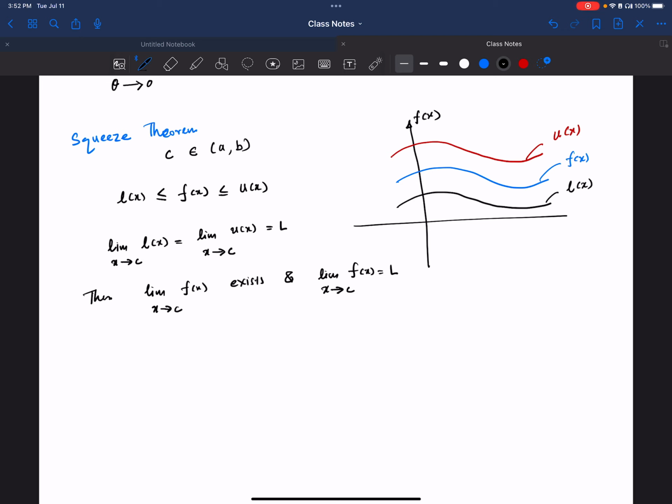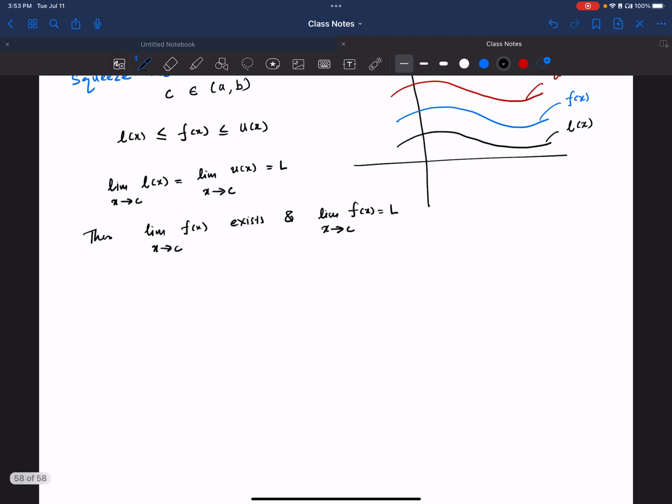Now, if you can find two functions such that the values of U of x are always greater than the values of f of x, and the values of L of x are always less than the values of f of x, and those two functions go to the same value as x goes to c, then the limit of f of x as x goes to c is the same. You might not understand this at this moment, but let's consider this example.